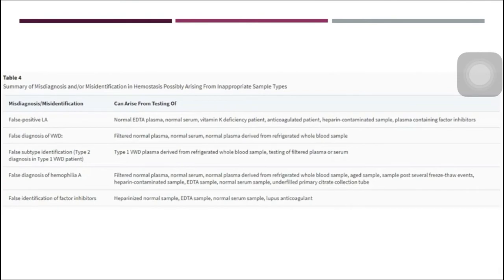And we also have here the summary of misdiagnosis or misidentification in hemostasis. For example, false positive lupus anticoagulant may arise from testing of the following samples, for example, in a vitamin K deficient patient. For false diagnosis of von Willebrand's disease, this can arise from testing filtered normal plasma, normal serum, and normal plasma derived from a refrigerated whole blood sample. And we have false diagnosis of hemophilia A also. False identification of factor inhibitors usually can arise from a heparinized normal sample, also in the presence, of course, of lupus anticoagulant.